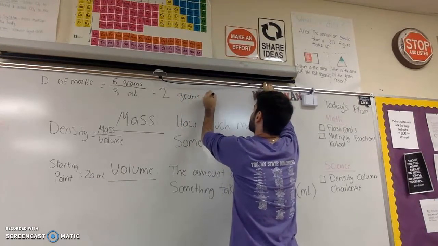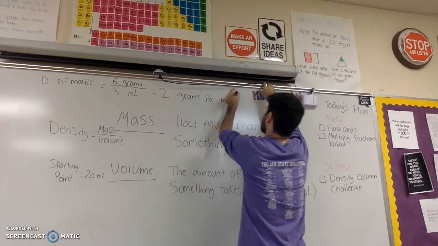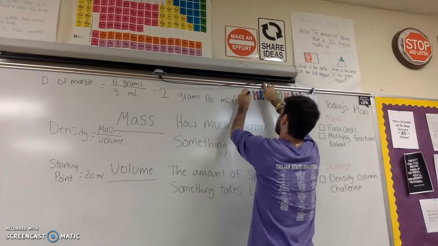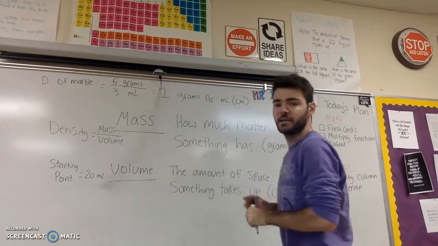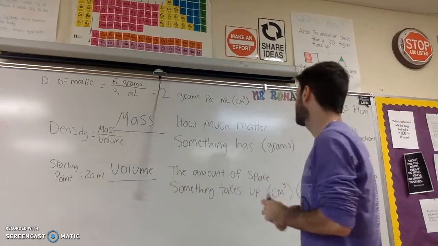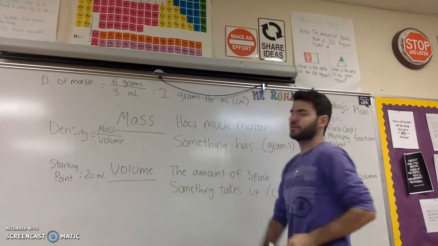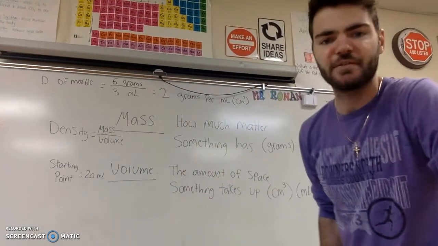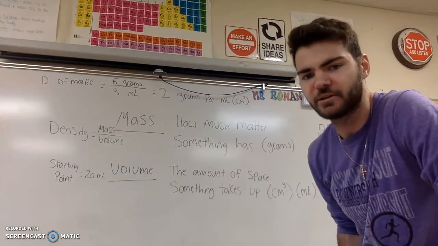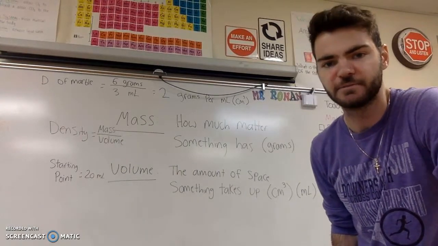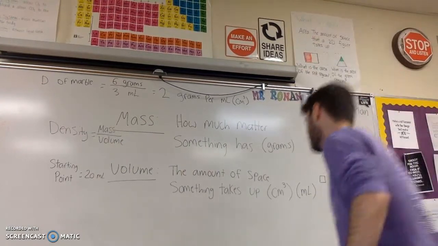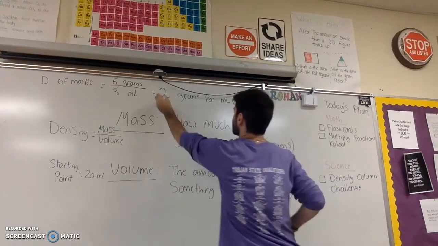per milliliter or centimeters cubed. Okay? Whenever we find volume, this thing wants to swing. Awesome. When we're finding density, we're always going to have the unit grams per milliliter or grams per centimeter cubed. Okay? And then in this case, this was our final answer.